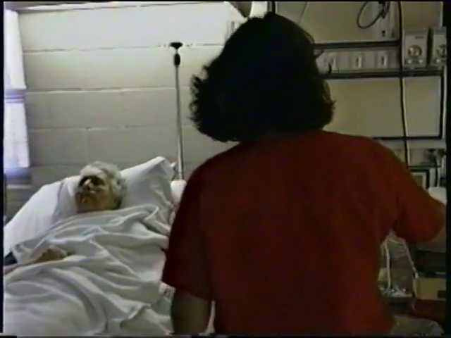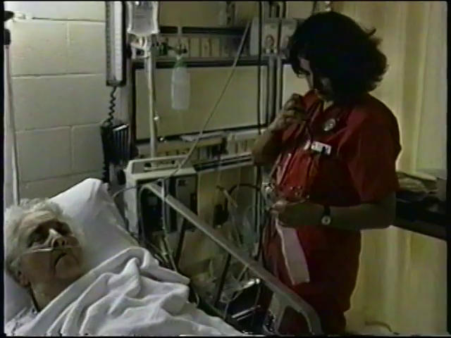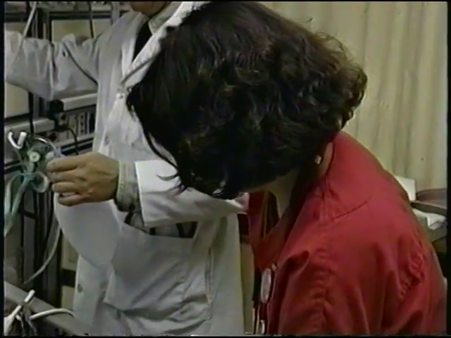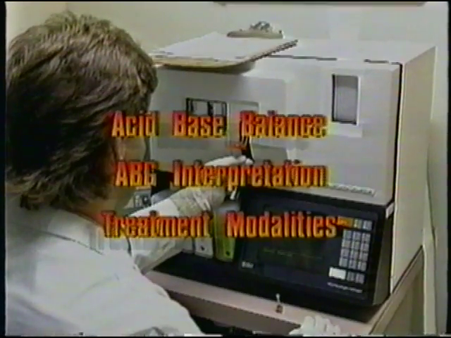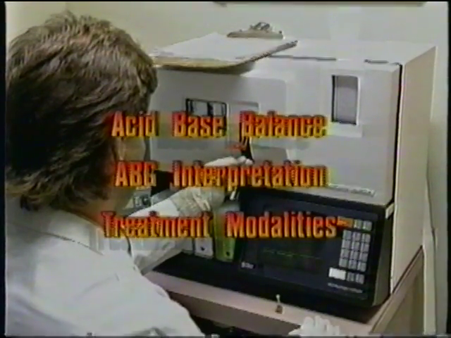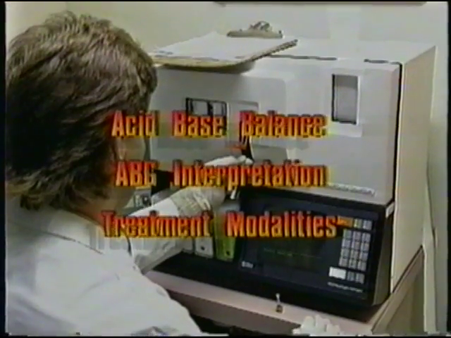The body compensates for metabolic alkalosis by retaining CO2. This is accomplished by decreasing the rate and depth of respiration. You have now mastered the basics of acid-base balance, ABG interpretation, and treatment modalities. So here is a parting thought. There's no need to flee. Now you have the key. Just remember the family tree of an ABG.